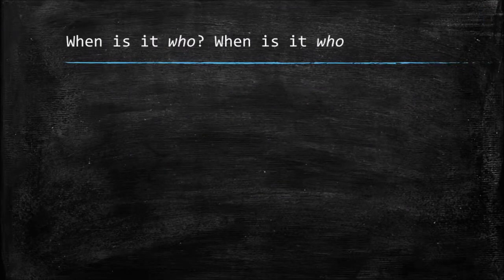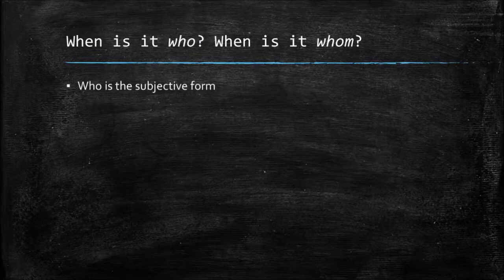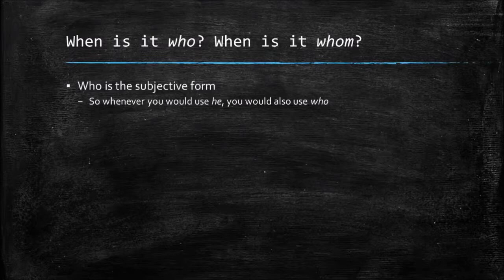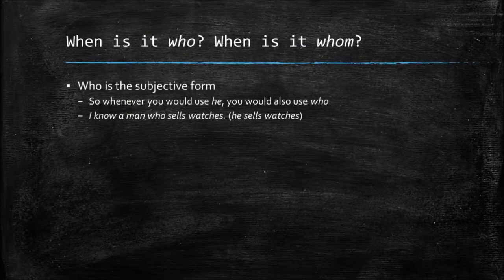And last, the much anticipated who versus whom. When is it who? When is it whom? Who is the subjective relative pronoun. So whenever you would normally use he, the subjective pronoun, you would actually also use who. That's a really good trick. Anytime that you could substitute he in the sentence and it still makes sense, you would use who. For instance here, I know a man who sells watches. I could say he sells watches, and that sounds right, so I know I need to use who.